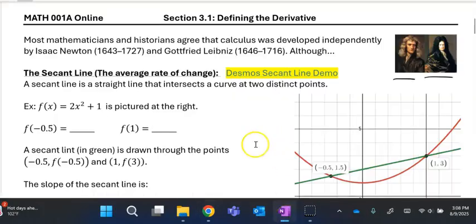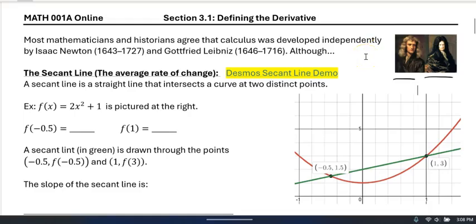Let's go back to our notes. So a secant line is a straight line that intersects a curve at 2 distinct points, as you saw in the demo. Here's an example. f of x is 2x squared plus 1. I've drawn a picture on the right here, and I've picked 2 points on the graph, just kind of picked those independently. On the left, we have this point, negative 0.5 comma 1.5. So filling in the function value, f of negative 0.5 will be 1.5. And on the right, we learn that f of 1 is 3. So the secant line is drawn through those points, and then I've labeled those as such.